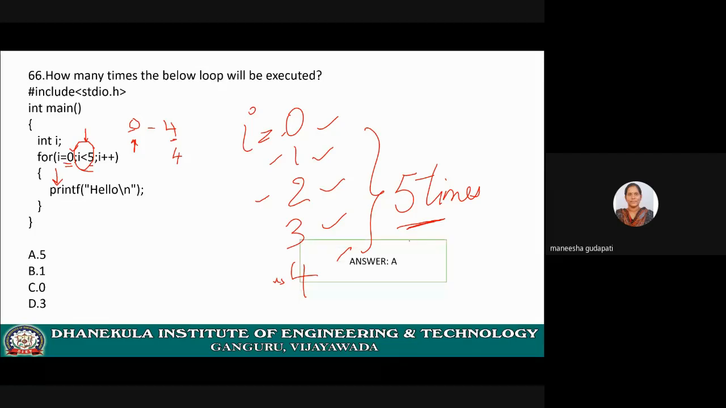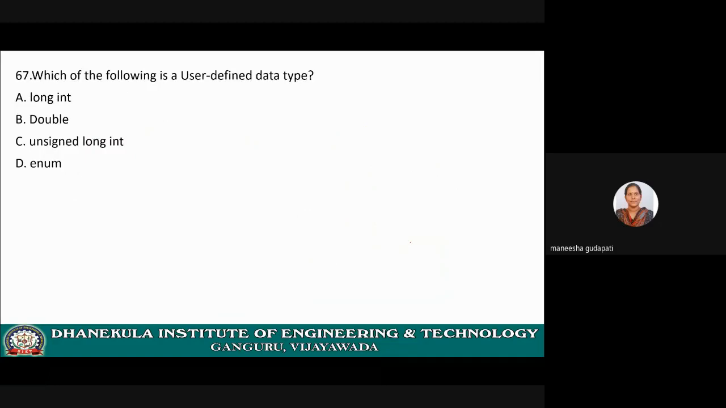So option A is correct. Next, which of the following is a user defined data type? Either long int, double, unsigned long int or enum.